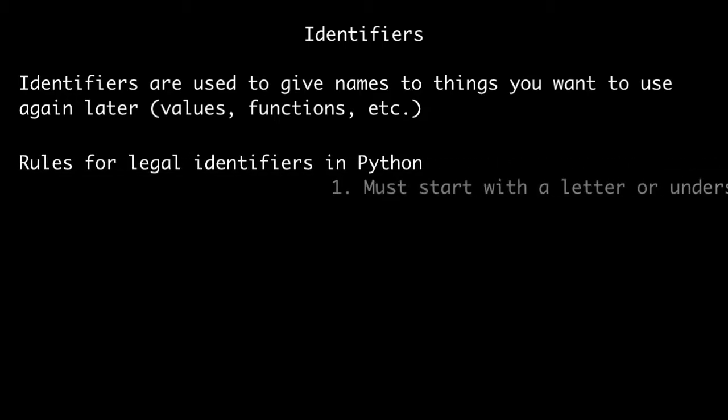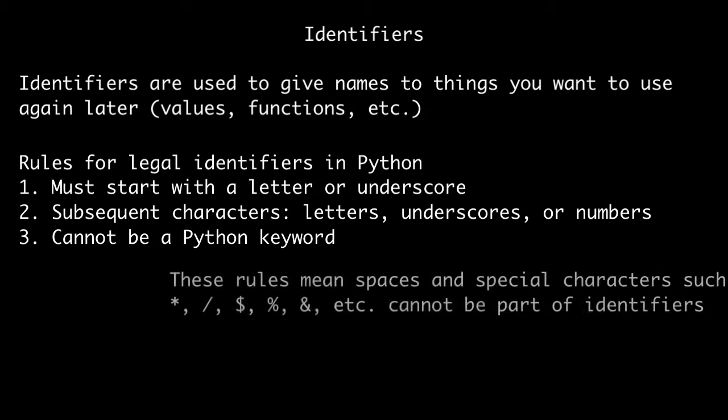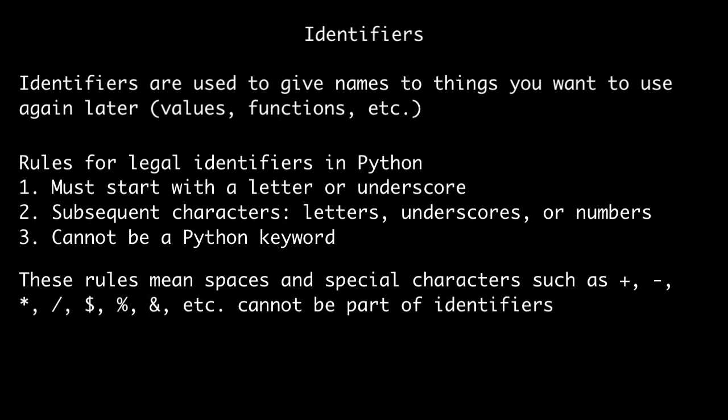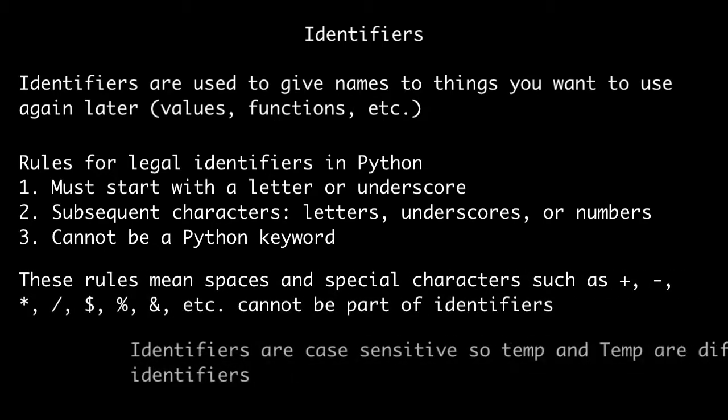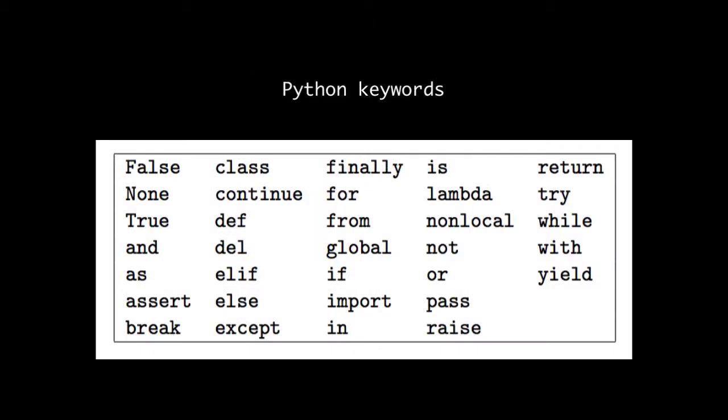The rules for legal identifiers in Python are they must start with a letter or underscore, the subsequent characters may be letters, underscores, or numbers, and the third part of the rule is the identifier cannot be a Python keyword. These rules mean that spaces and special characters cannot be part of identifiers. Identifiers are case sensitive, so lowercase temp and temp with a capital T are different identifiers. Here is the list of Python keywords for Python 3.